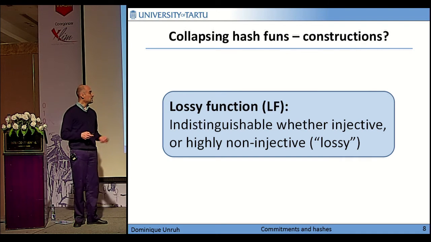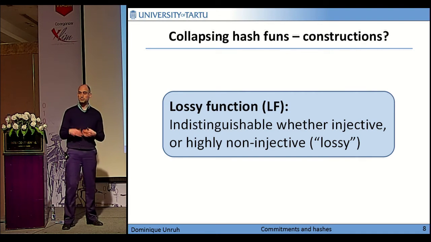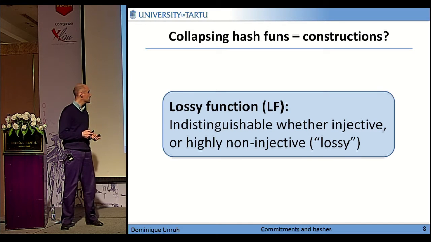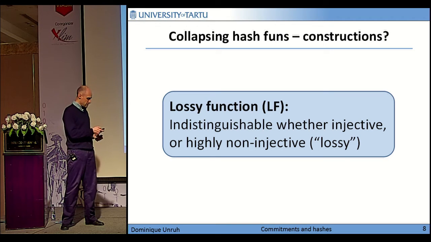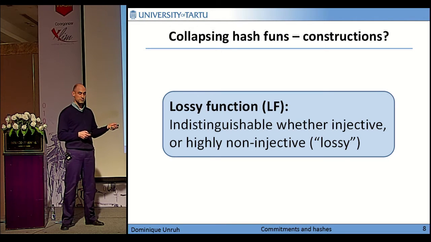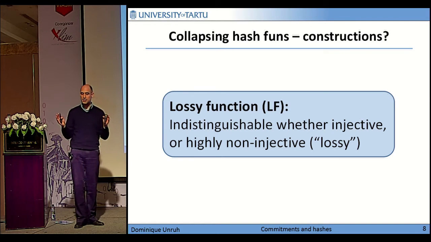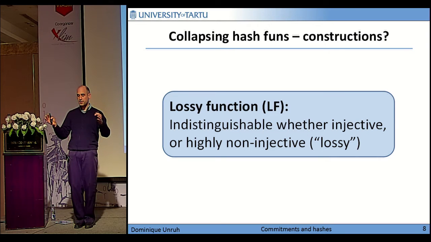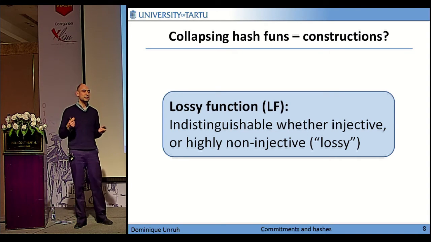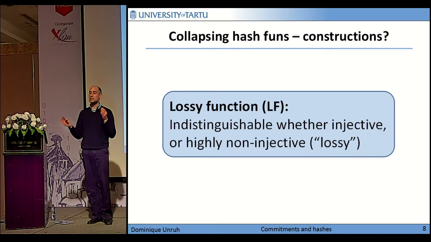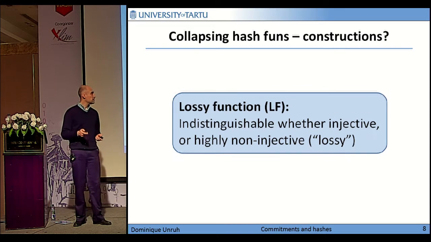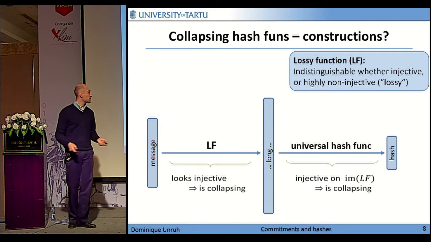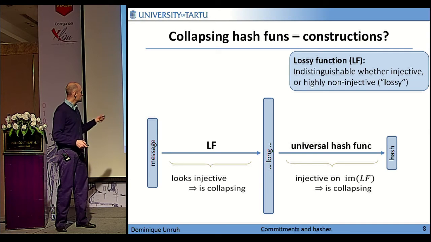A lossy function is a function keyed by some public parameter, which can exist in two different kinds. Depending on the parameter, the function is either injective or it is highly non-injective, in the sense that the image of this function is concentrated on a rather small set of its range. And the lossy function definition says you cannot distinguish between these two kinds of parameters. And this we will use. So the construction is this one.